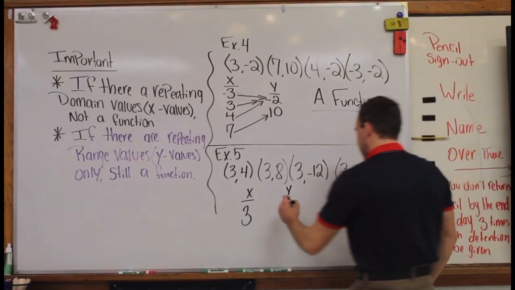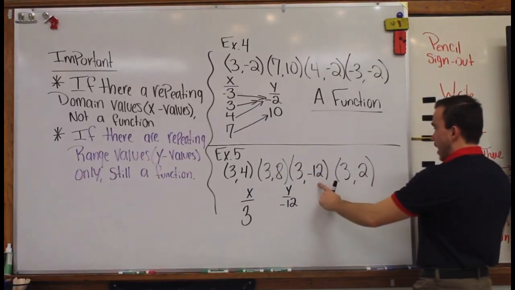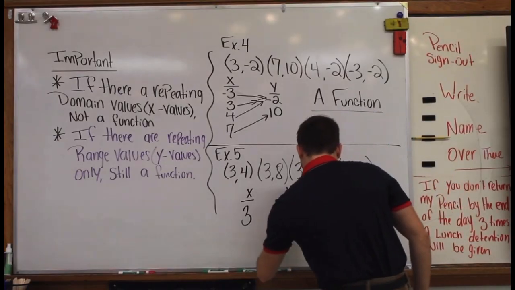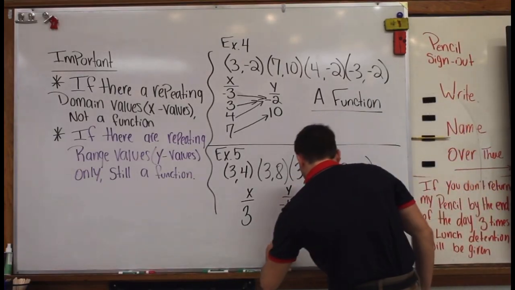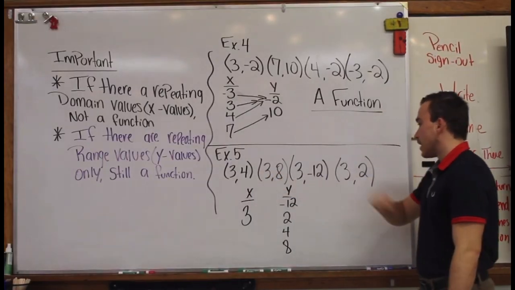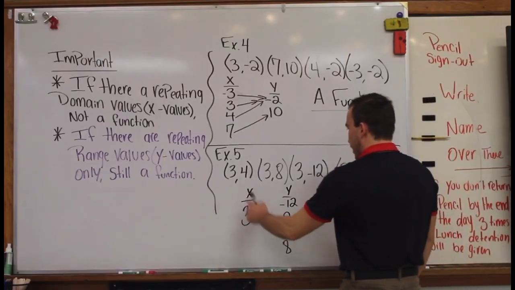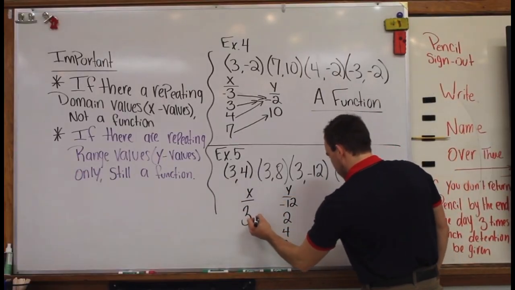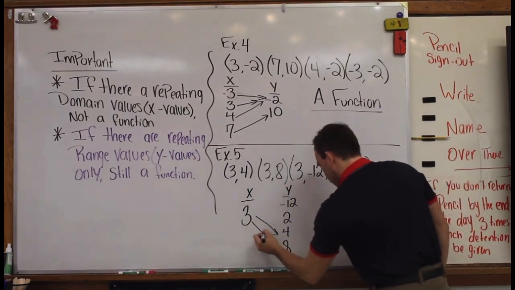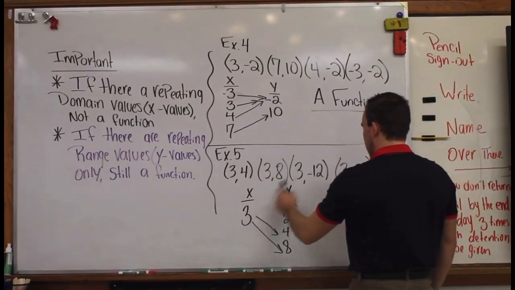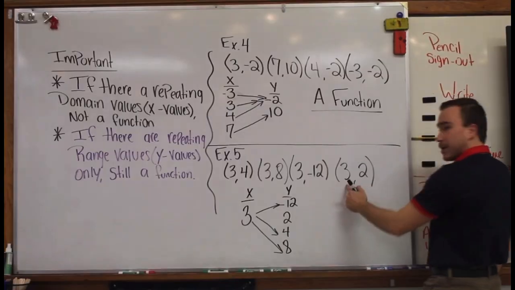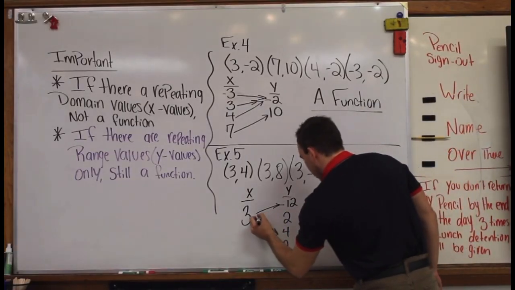We have -12 as our smallest, and then we have 2, then 4, and then 8. So we have those 4 different outputs, which we got from our y values. Now let's draw our arrows. When we input 3, we get out 4. So it goes like that. When we input 3, we get out 8. When we input 3, in this case, we get an output of -12. And when we input 3 from this ordered pair, we get 2 out.